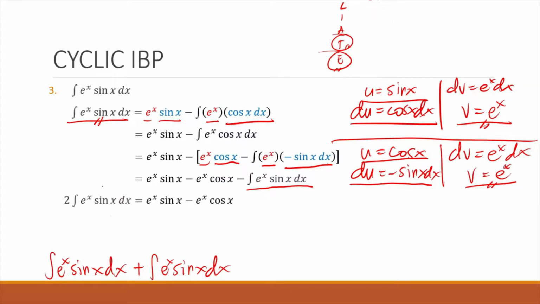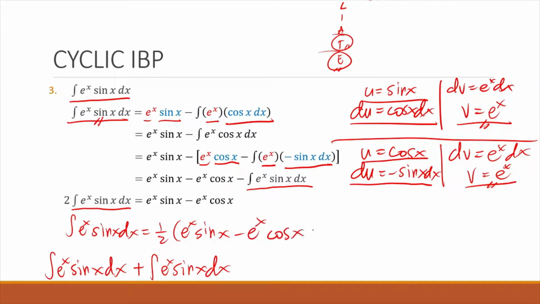Okay, and then because we are only required to find the integral of e raised to x sine x dx, we have to isolate only this portion of the integral. So it should be only this. We have 2 now, so what do we do? We divide both sides by 2. Therefore, all in all, integral of e raised to x sine x dx is equal to what? 1/2 times e raised to x sine x minus e raised to x cos x. Okay, and of course constant of integration.